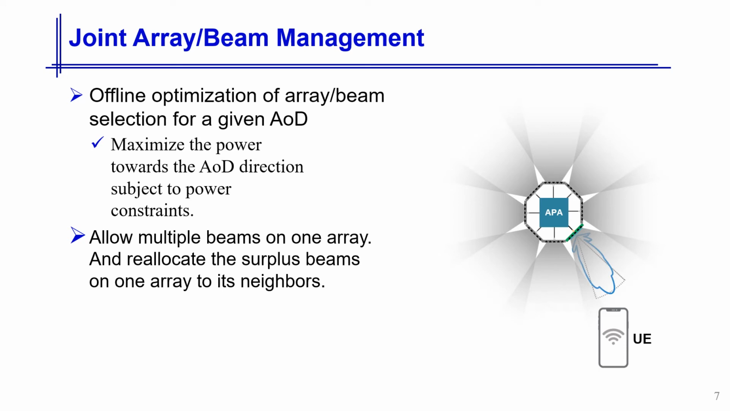We formulate the joint array beam selection as an offline optimization problem. For a given AOD, the objective is to optimize the beam pattern to maximize the power towards the AOD direction subject to FCC power constraints. This optimization framework is nonlinear, and the search space is determined by the number of beams and arrays, and can be easily intractable. Hence, we relax the optimization by allowing choosing an arbitrary number of beams on one array. And then we reallocate the surplus beams on one array to its neighboring arrays. The optimization runs one time, and we store the array beam selection in a lookup table with AOD as the key.